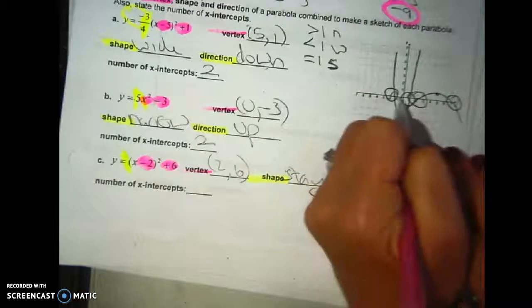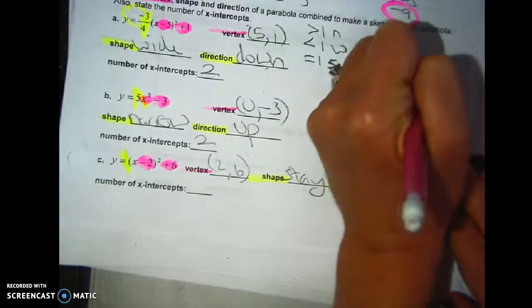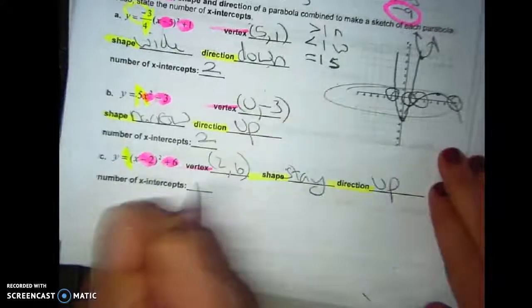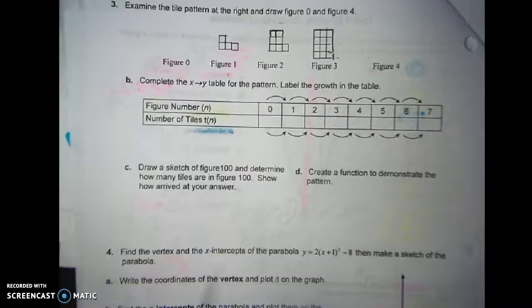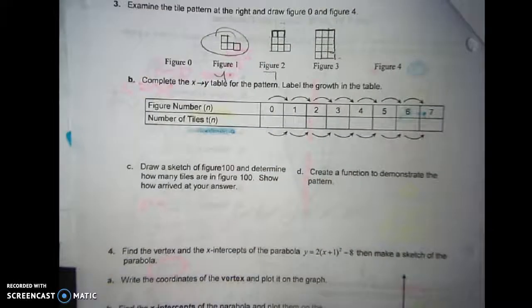Last one, right 2, up 6. It's just a normal thing going up. It's not touching this thing at all, so there's 0. All right, so I figured out how many are here. There's 4, 7. Is that right? What's the next one?